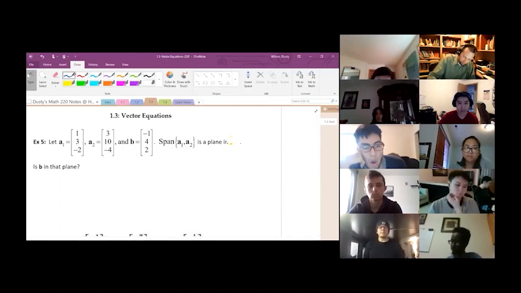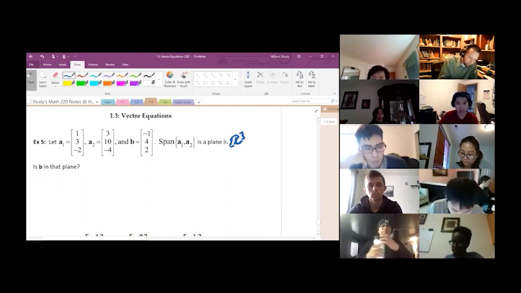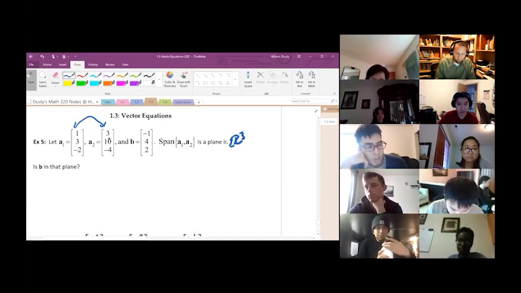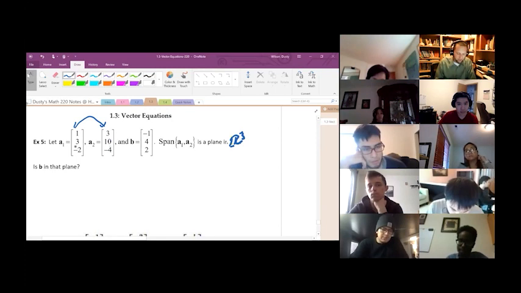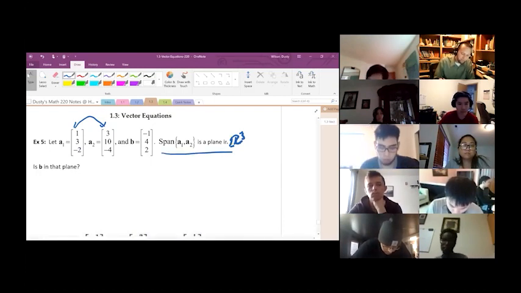So this would be R3. That's what that is. The span of A1 and A2 is a plane. First of all, you can see that these two vectors are not scalar multiples of each other, i.e. they're not parallel. If you look at the first component, you have 1 and 3, so you'd ask, is the second vector 3 times the first? Then you look at the second component where you have 3 and 10, and 10 is not 3 times 3. So you know that they're linearly independent.